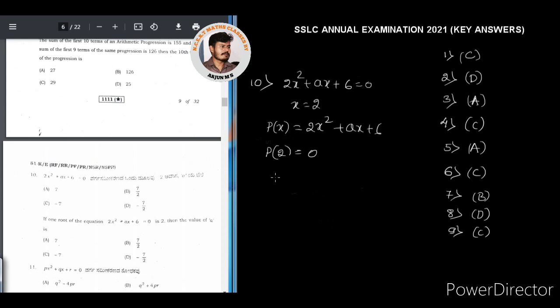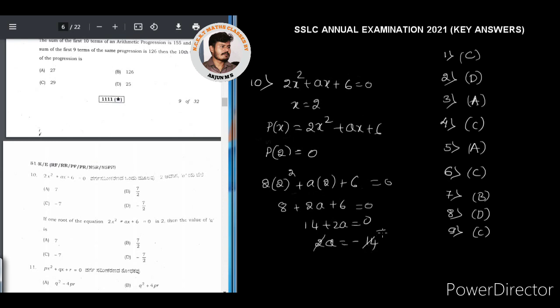So now substitute 2 for each variable. We get 2 of 2 square plus a of 2 plus 6. 2 2s are 4, 4 2s are 8, so 8 plus 2a plus 6. Then 8 plus 6 is equal to 14, so 14 plus 2a is equal to 0. Transpose 14 to the RHS, we get 2a is equal to minus 14. So a is equal to minus 7 is the answer. So option C, minus 7, is correct for the 10th question.